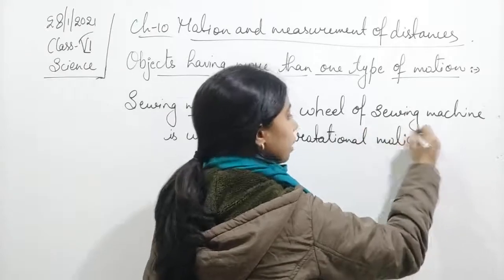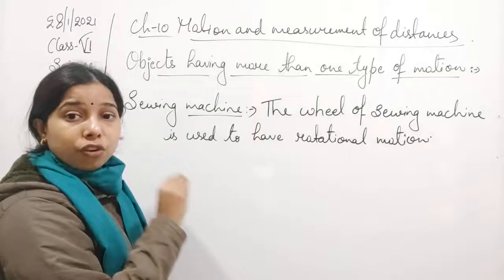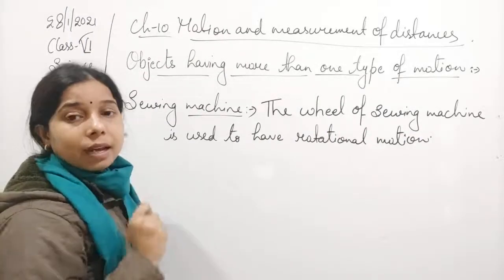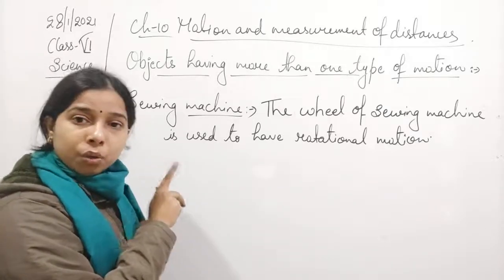Why is it having rotational motion? Because that wheel which is moving, it is moving on an axis. Since it is moving on its axis, that comes under rotational motion. So we will use the term rotational motion.